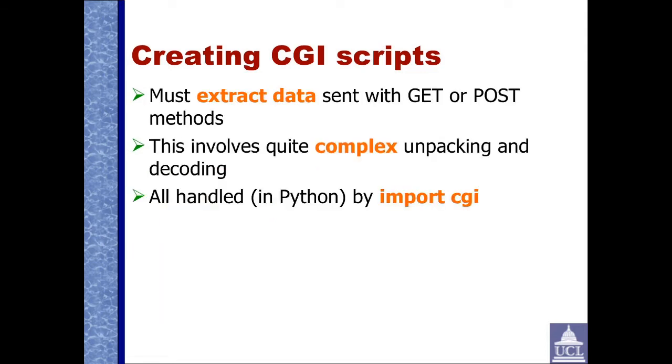A CGI script must extract data sent with GET or POST methods. And this actually involves quite complex unpacking and decoding of the information. But in Python, that's all handled by using the cgi module, so just putting import cgi into your script.